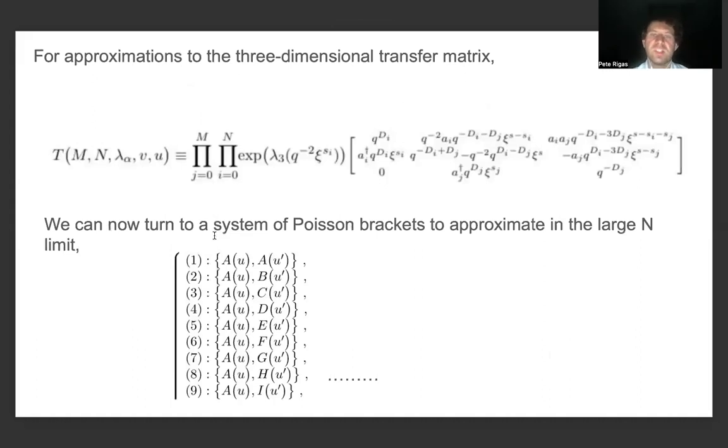And so for approximations to the 3-dimensional transfer matrix, like the one given in a very similar expression in the previous slide, we can now turn to a system of Poisson brackets to approximate in the large N limit, like we have mentioned. From the set of 81 relations, 1 through 9 were given by holding the first argument of the Poisson bracket fixed, and we can iterate through all of the other generic representations for the entries of the 3-dimensional transfer matrix, and study, as a result, corresponding properties of the 3-dimensional quantum monodromy matrix.